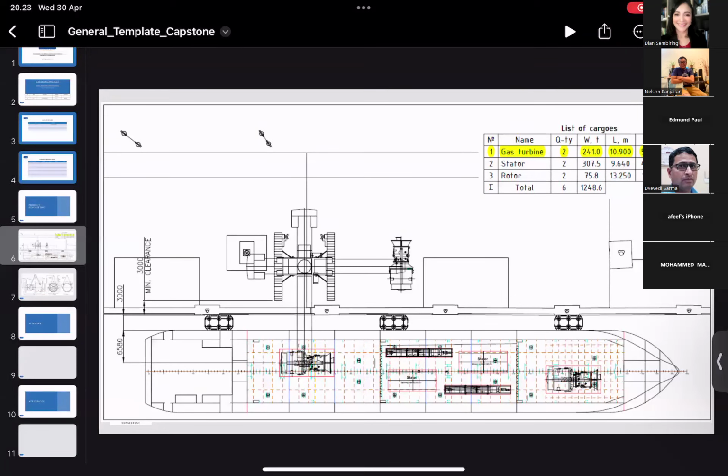So yeah, back to Miss Dian. Thank you. If you share some crane details, then that will be good enough. A few crane specifications for this capstone project. Sure, I will send them to you. Then accordingly, we will select the cranes from that.